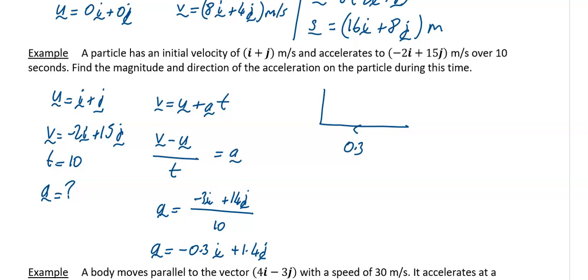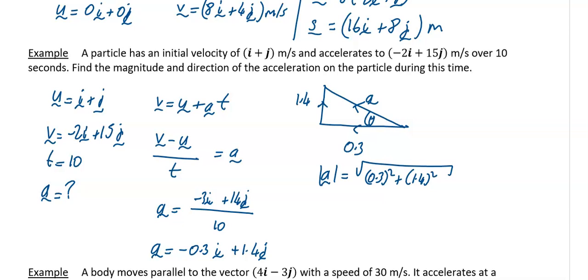Let's go, or minus 0.3i, and then you're going up 1.4. So this is your acceleration. I'm going to have to find that angle. I'm going to have to find the magnitude of it as well. So to find the magnitude, it's going to be the square root of the 0.3 squared plus the 1.4 squared. I'm going to do that on my calculator.